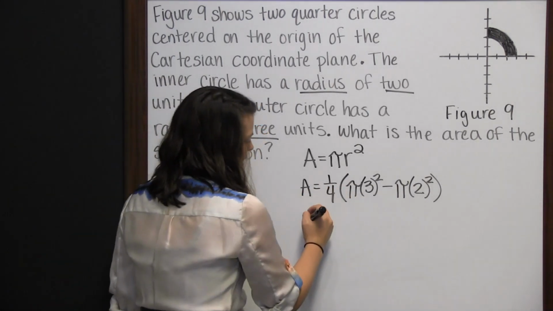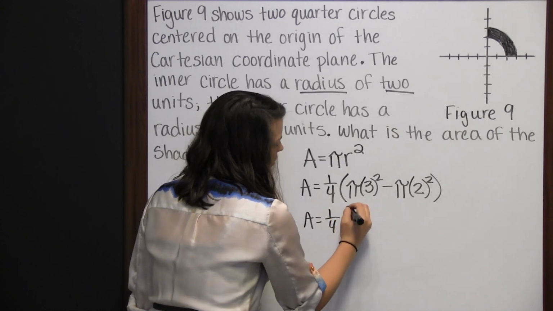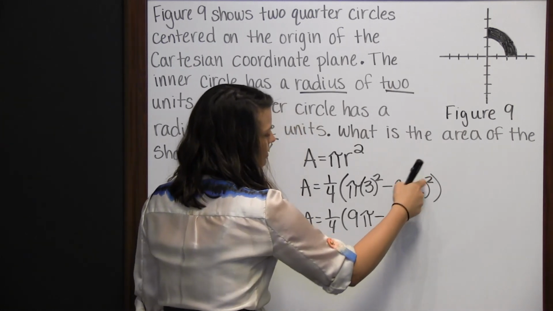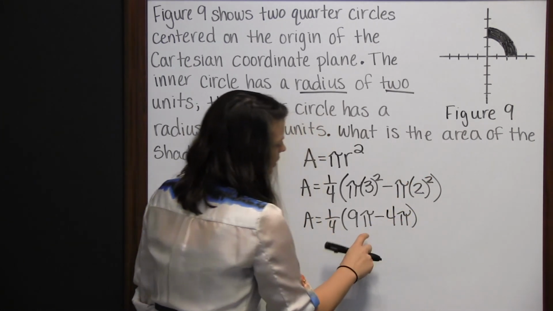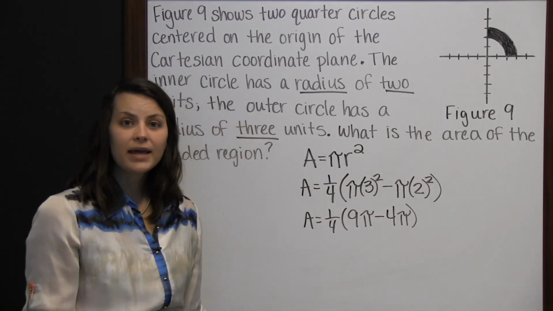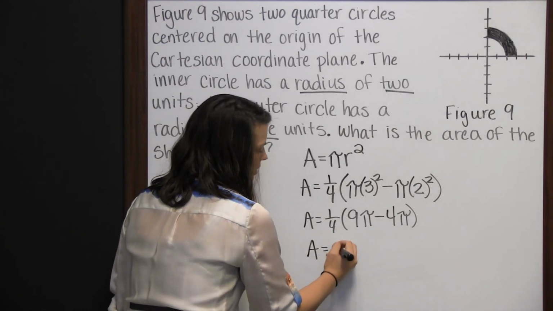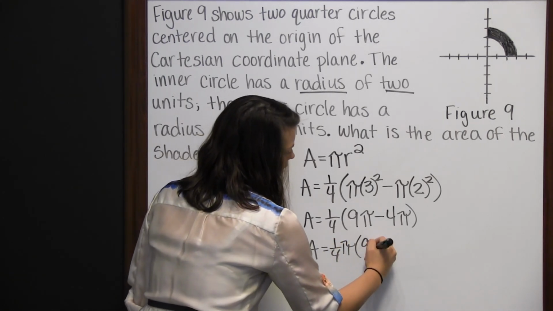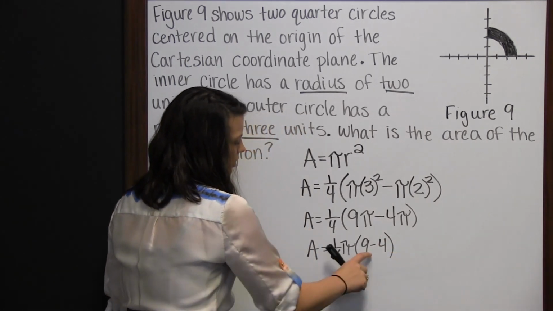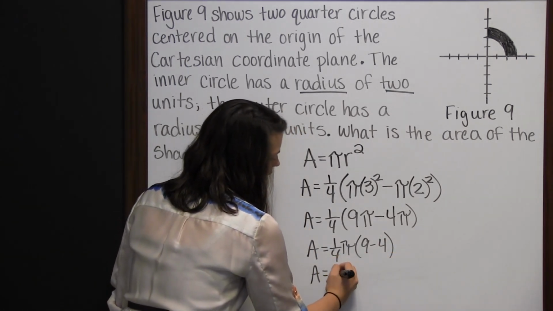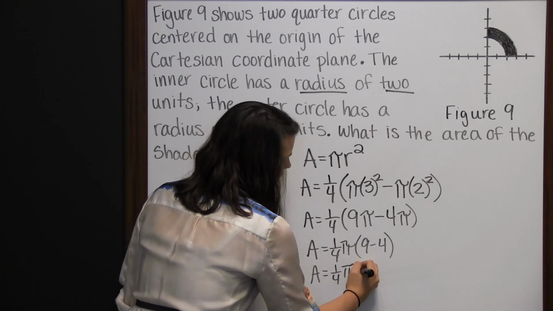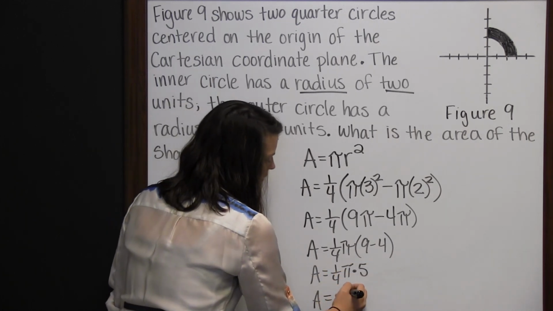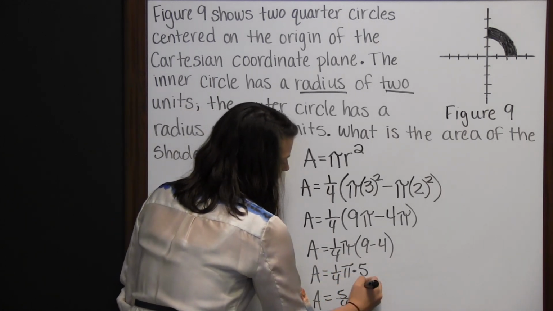And now let's simplify that. So we get area is a fourth of 3 squared is 9, so 9 pi, minus 2 squared is 4, so 4 pi. Now since each one of these terms has a pi in it, we can factor the pi out. So we get area equals a fourth pi times the quantity 9 minus 4. And then we can simplify 9 minus 4, so we have area equals a fourth pi times 5. And a fourth times 5 is 5/4, so that's 5/4 pi.